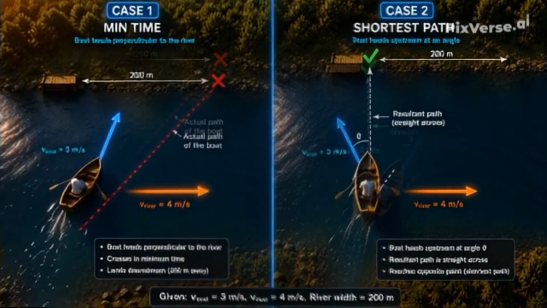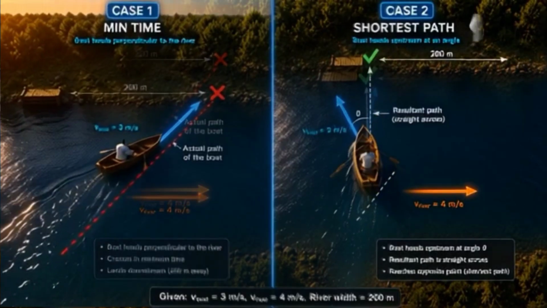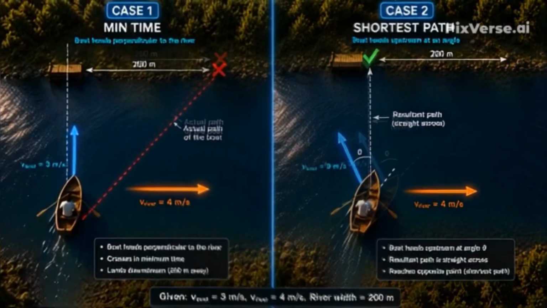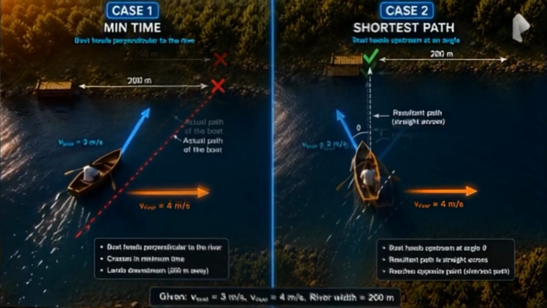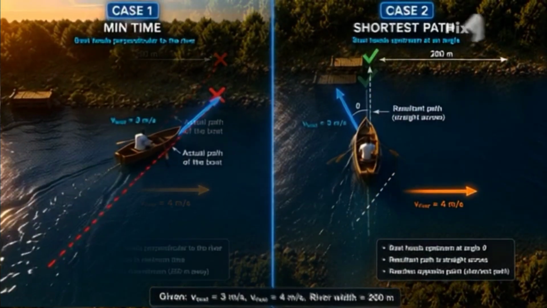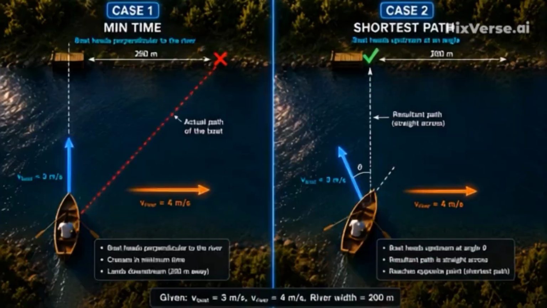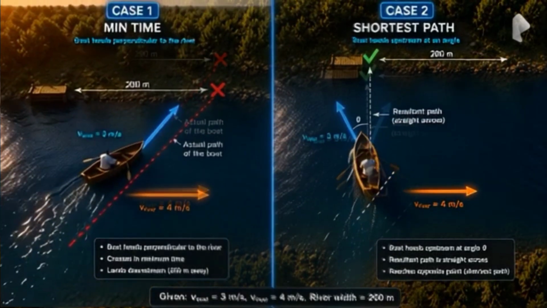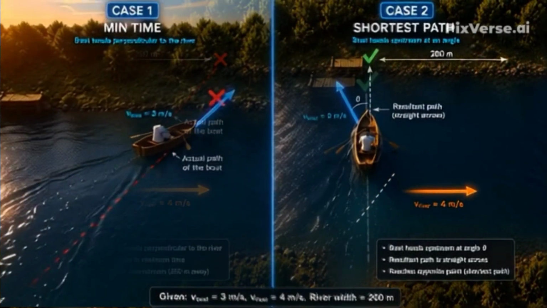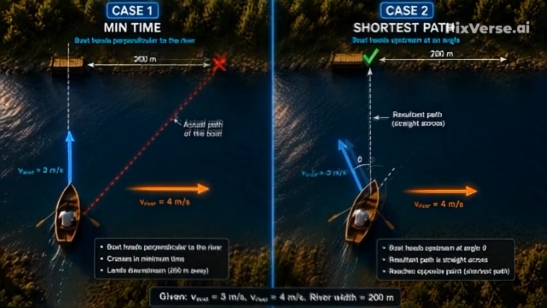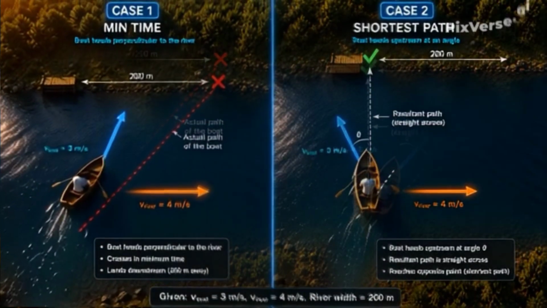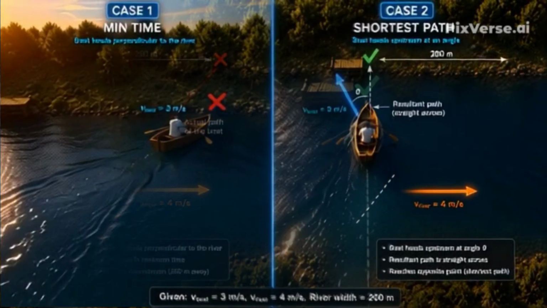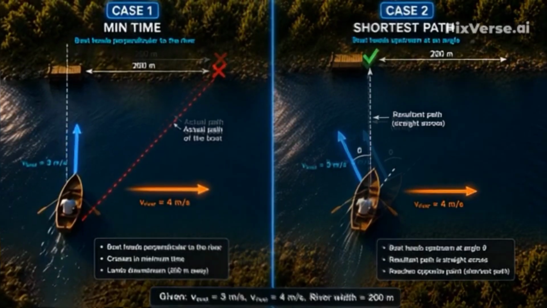Case 2. Shortest path. In the second case, the boat is aimed slightly upstream at an angle theta. This time, part of the boat's 3 meters per second speed is used to fight the river current. The upstream horizontal component balances the river flow, so the sideways drift becomes 0. As a result, the boat moves straight across the river and lands exactly opposite its starting point. This gives the shortest possible path across the river, even though it takes slightly more time than case 1.